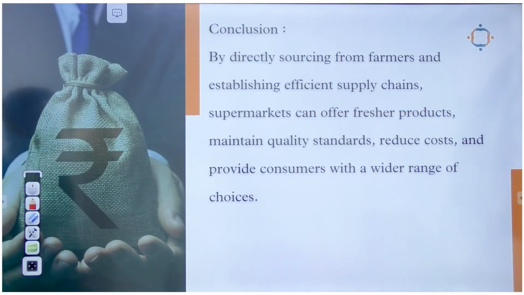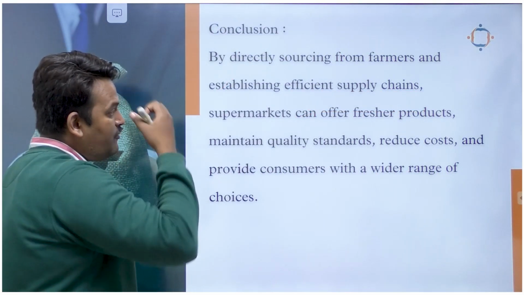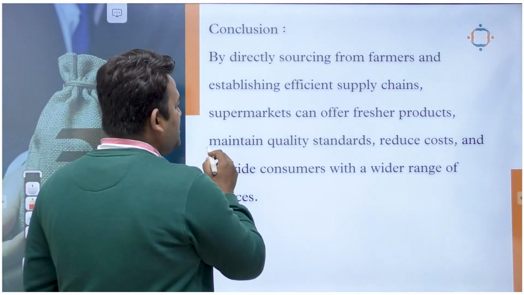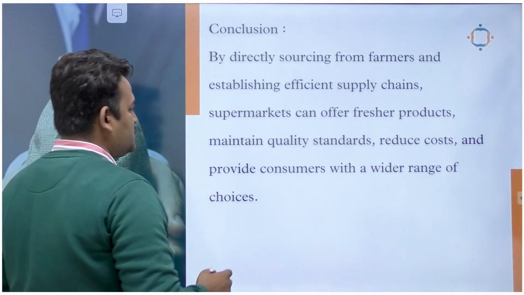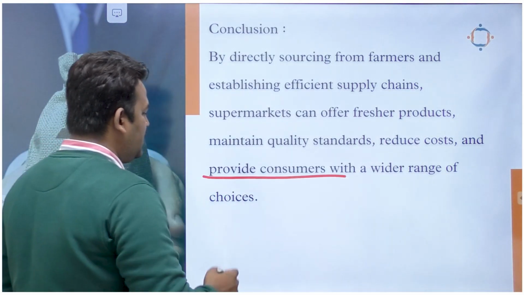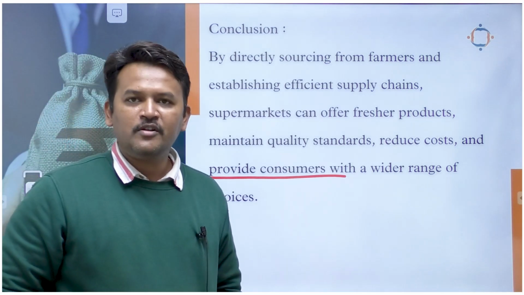Okay. Conclusion: by directly sourcing from the farmers and establishing efficient supply chains, supermarkets can offer a fresher product, maintain quality standards, reduce costs, and provide consumers with a wider range of choices. So this will be the conclusion of our answer.